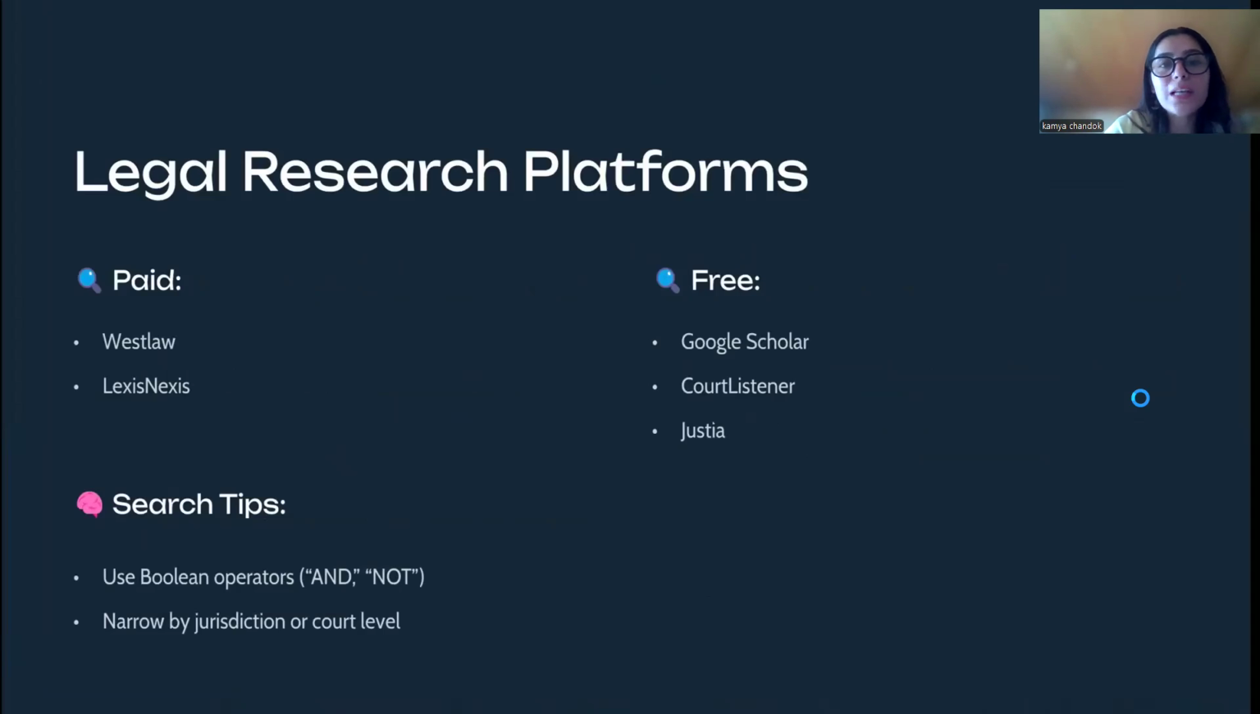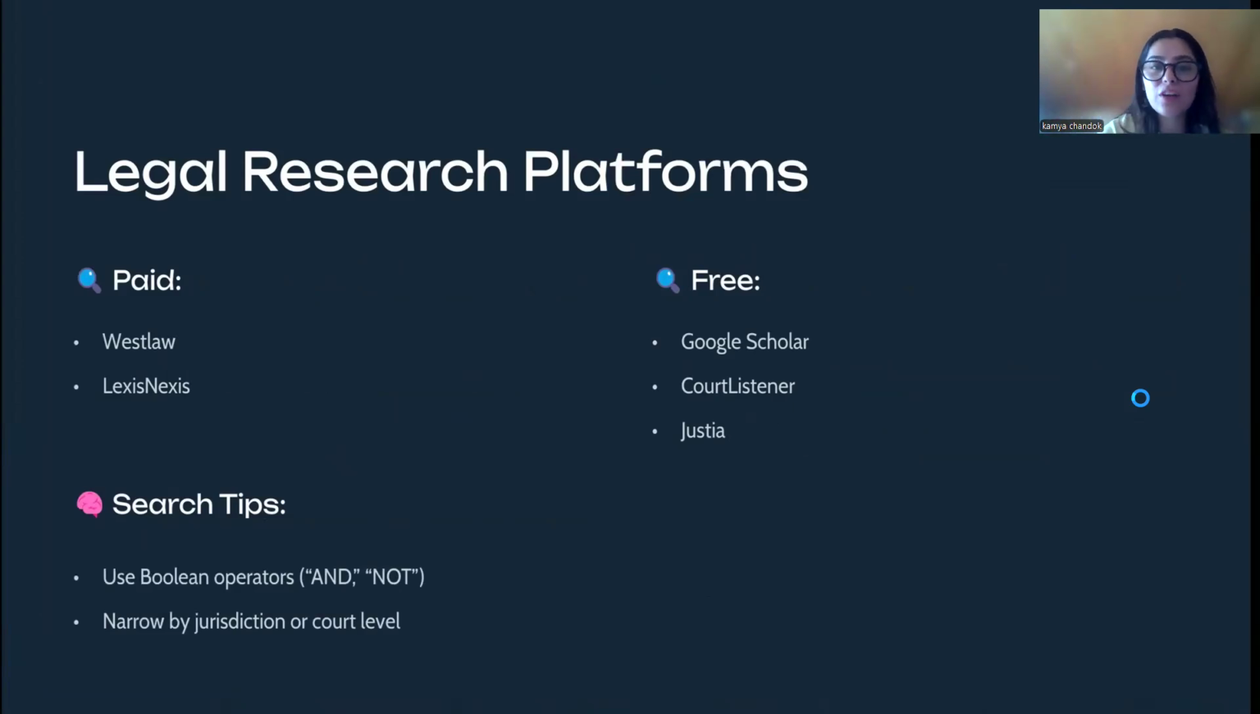Now let's talk about the legal research platforms. To find these sources, paralegals rely on both paid and free research platforms. Talking about the paid platforms, we have Westlaw. It is known for its vast legal database and KeyCite features, which help you to check whether a case is still good law. Then we have LexisNexis. This is similar to Westlaw, but it offers additional analytical tools like Shepard's Citations, which tracks the case history and treatments.